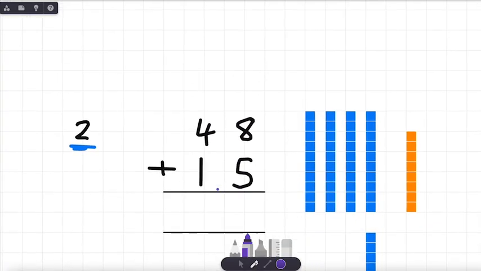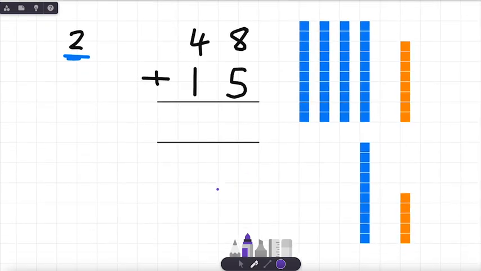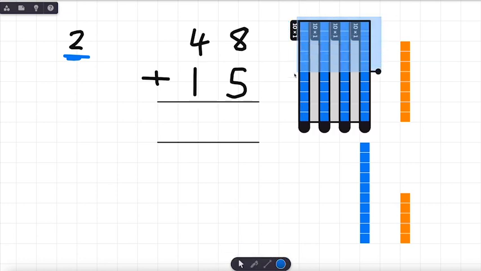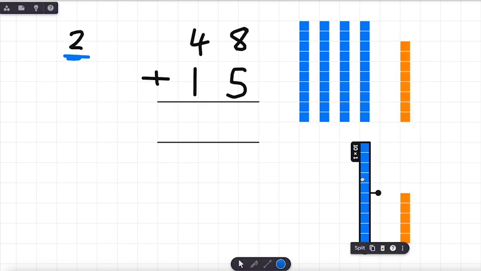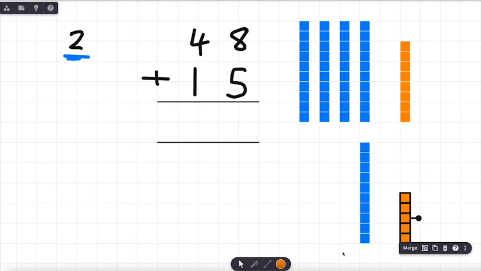Moving on to question 2, let's have another practice at this. We have 48 plus 15. As you can see again, 48 is made up of 4 tens and 8 units, and 15 is made up of 1 ten and 5 units. And again, we're going to start off with our smallest place value column, which is the units column here. Now I've got 8 plus 5. So if I do 8 plus 5, I'm going to get 13.